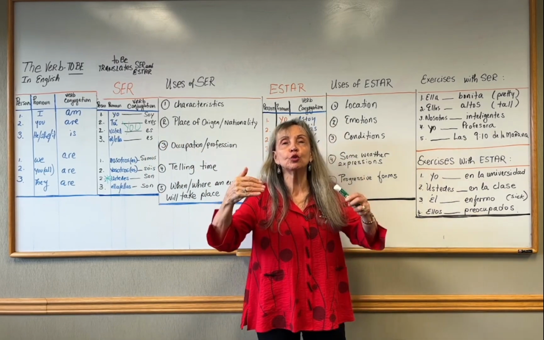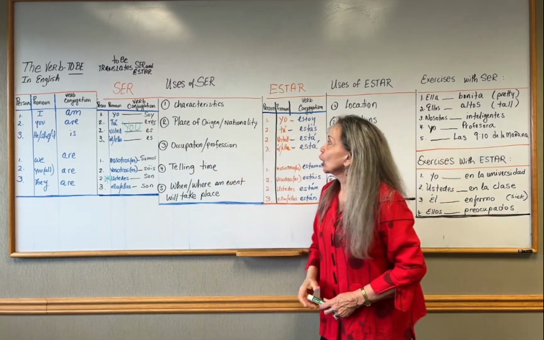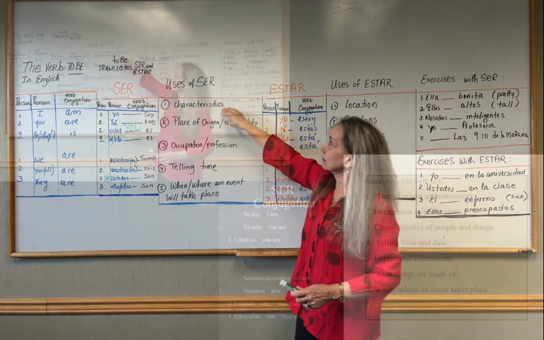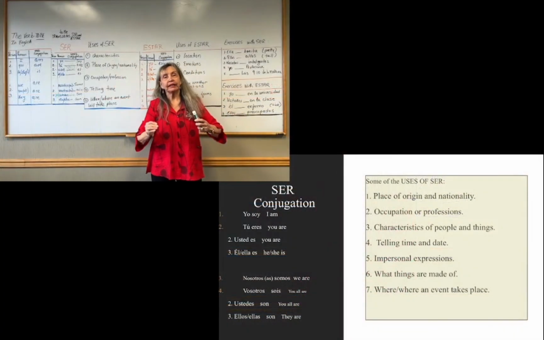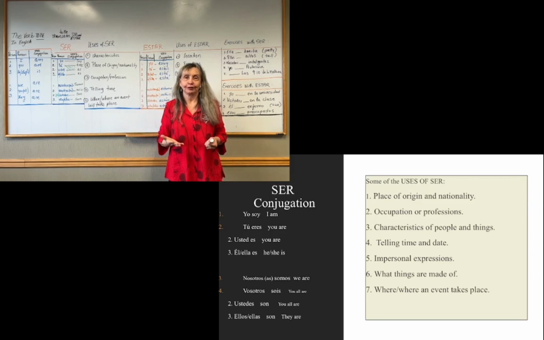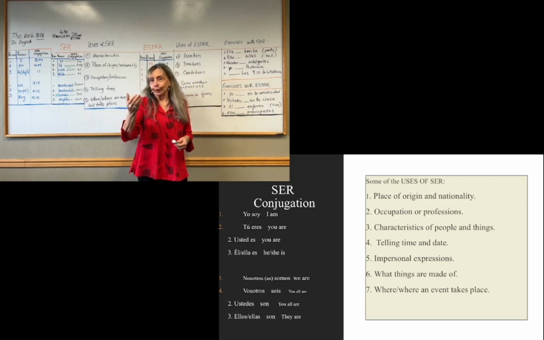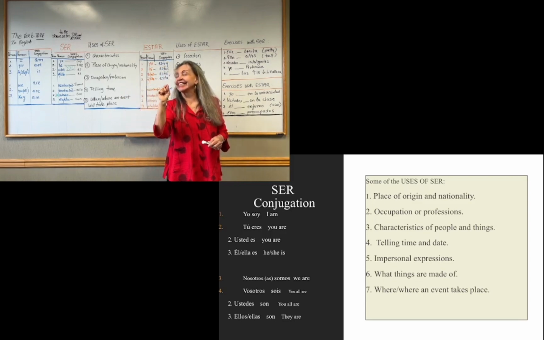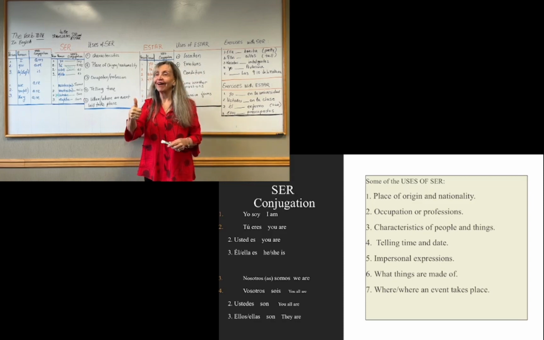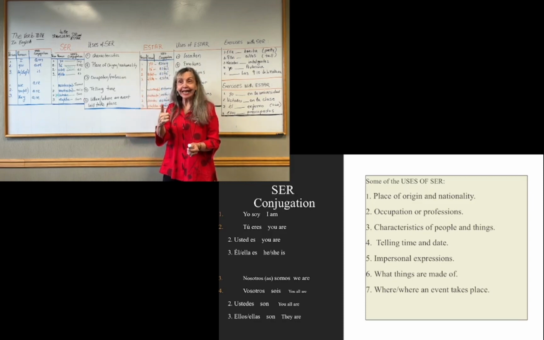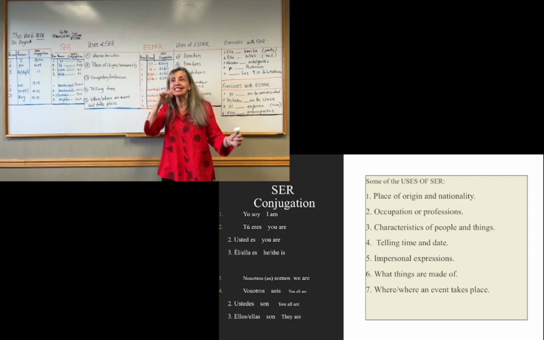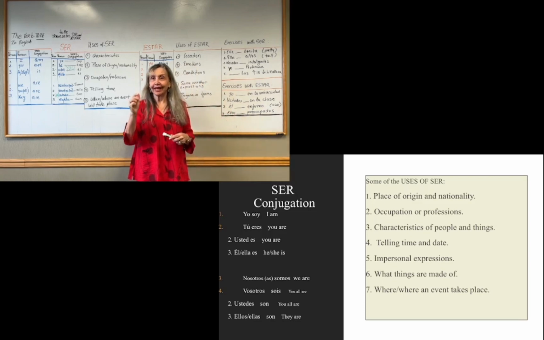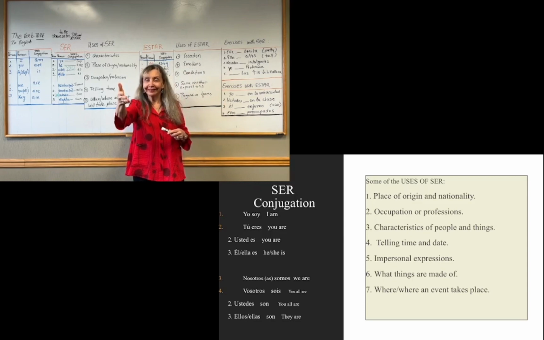So when do you use ser? Use ser when you are describing the characteristics of a person. For example, él es, let me see what you are. Okay, él es disciplinado, elegante, perseverante, persistente. Are you that way? Yeah? Okay.